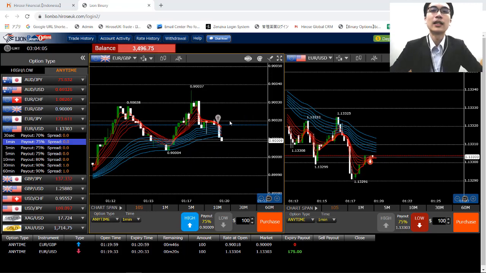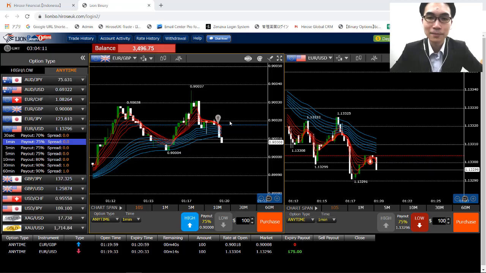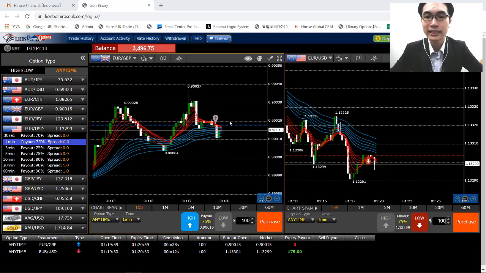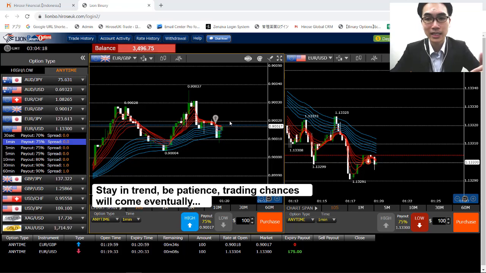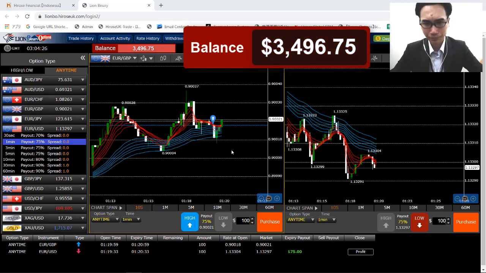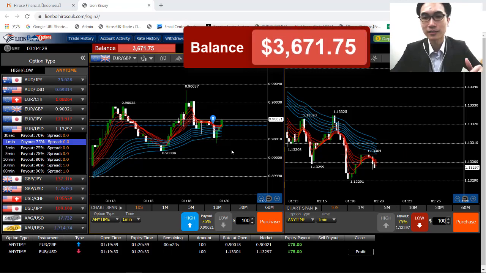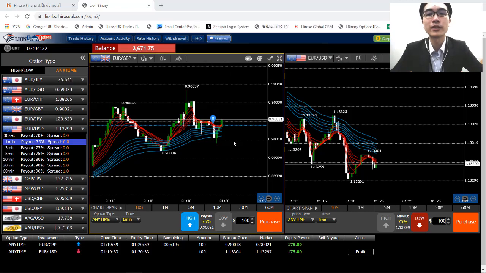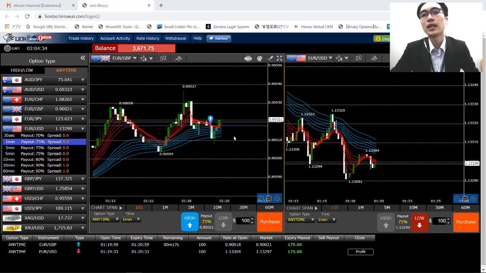Up until now, I actually did trade with the same currency pair for the whole session today, and I'm happy with it because the trend continued, and it gives me a lot of trading chances, so I just keep purchasing non-stop. And the trade on the right finished in profit, and I just need to wait for the left one here.